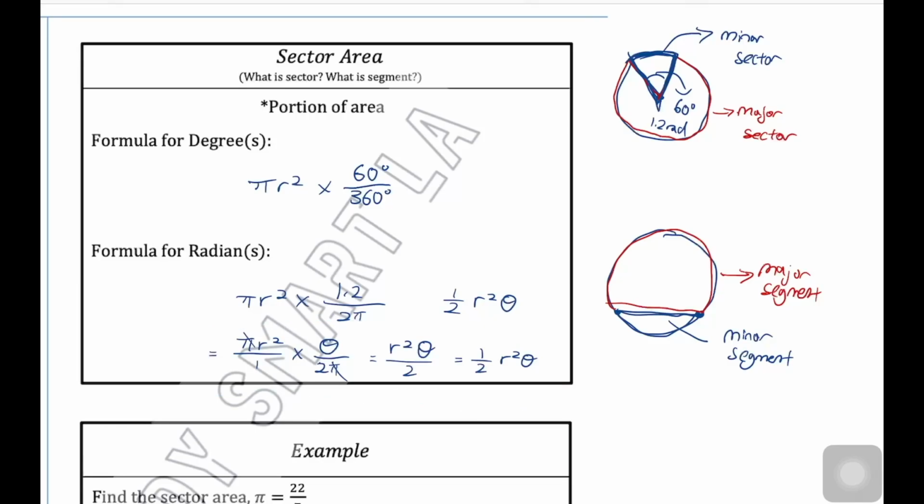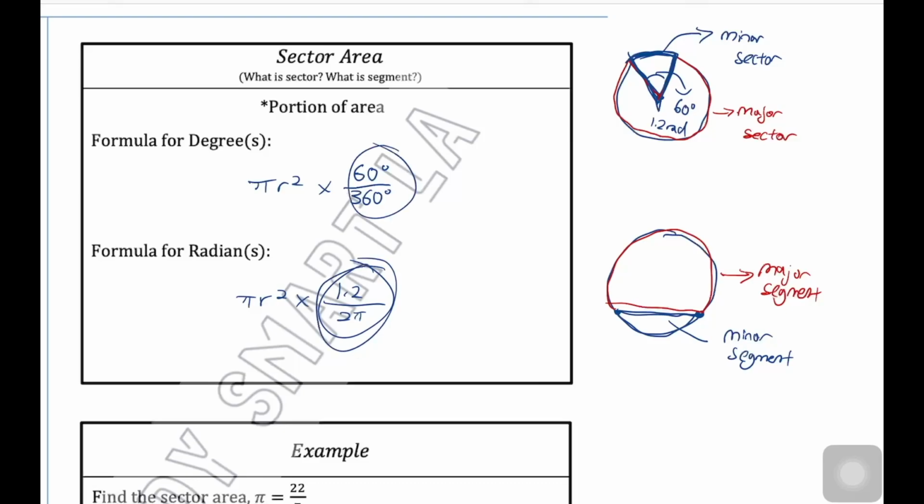And similar to what I've said in arc length, this formula can only be used if your angle is in radian. So that means if your angle is in degree, you cannot use this formula. Which is why I don't like to teach my students this. I would much prefer to have my students know that if I'm finding sector area, it is a portion of the area. So use the formula for area of a circle, pi r square, and then calculate what the portion is, be it in radian or in degree.